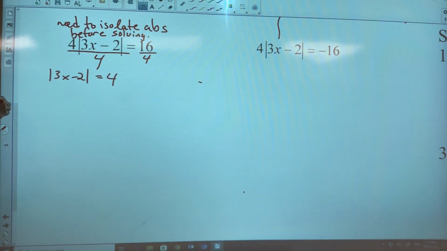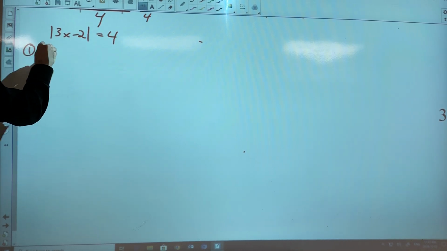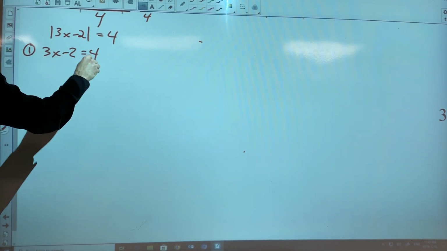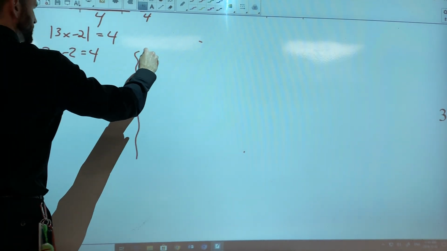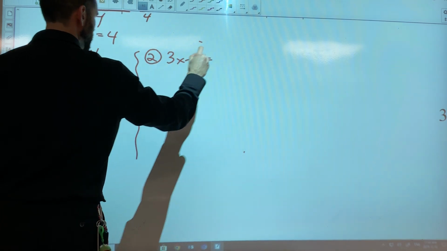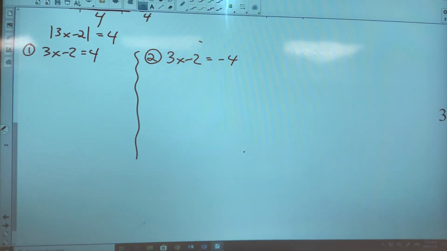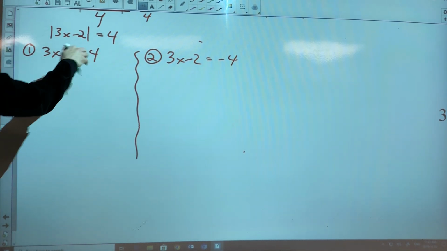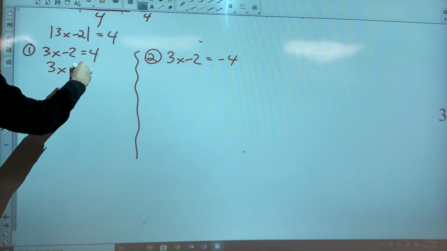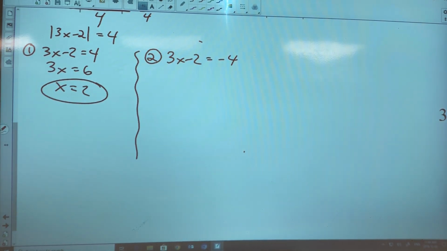Okay, and then we'll solve our 2 equations. So we'll solve the positive version. So equation 1, 3x minus 2 equals 4. And then the second version would be taking whatever's inside the absolute value, setting it equal to whatever's on that side but negative. Alright? So I'll go solve this one. I'll add 2 to both sides. Then I'll divide by 3. So I'll get x equals 2.